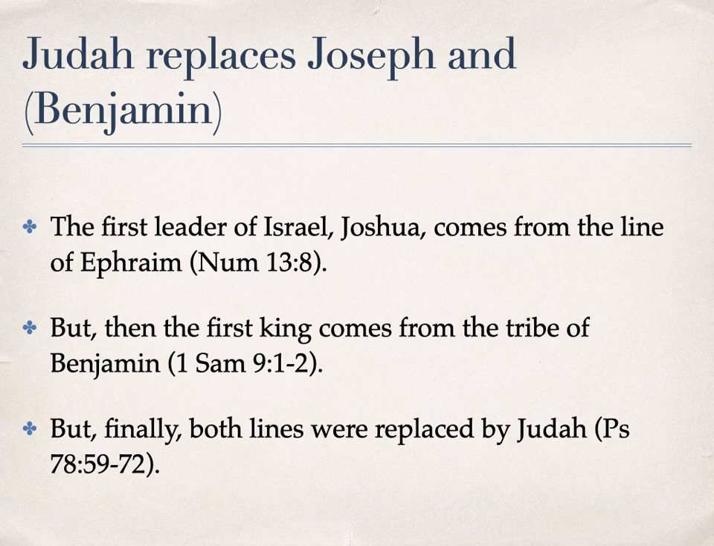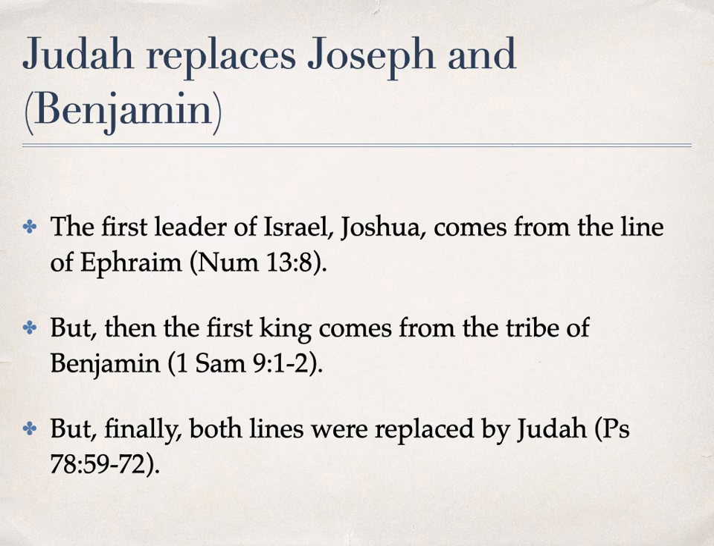As the story continues in the Bible, Judah replaces Joseph and Benjamin. Let's look at this. The first leader of Israel after Moses was Joshua, who led the people into the promised land, and he came from the line of Ephraim. Remember, Ephraim is one of those sons of Joseph, blessed by Jacob, and included in the tribes of Israel.